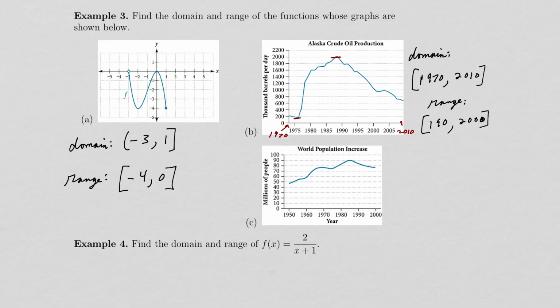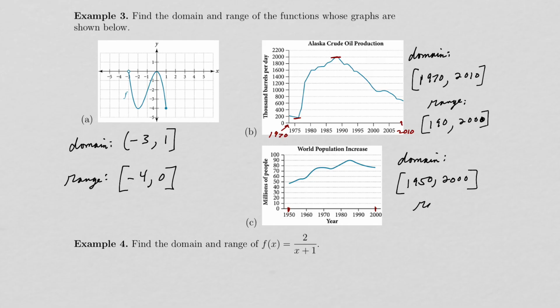Okay, and then the third graph, so this is a graph of the world population, and the y-axis is millions of people, and the x is the years again. So in this case, it looks like it's starting right around 1950, and the data ends at 2000. So the actual domain will be from 1950 to 2000.